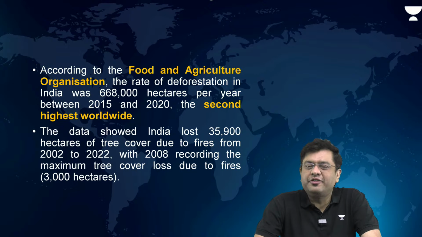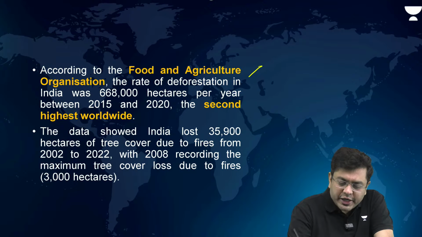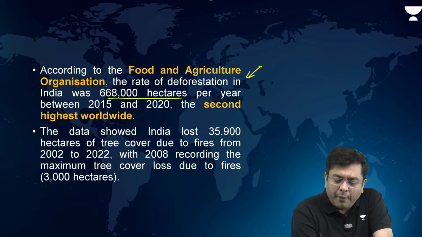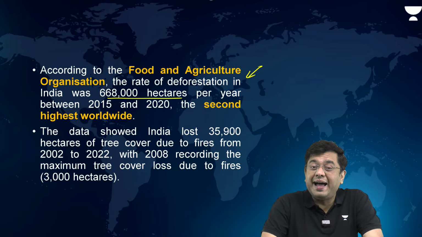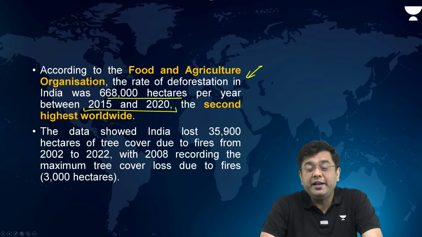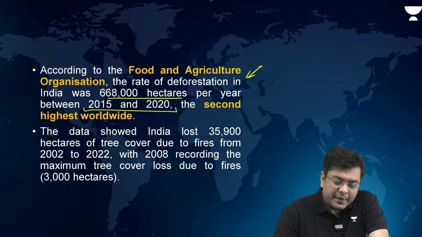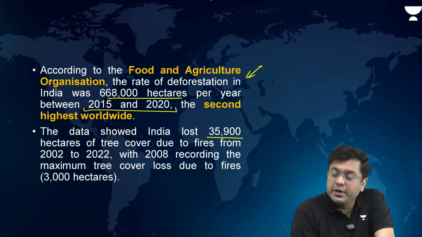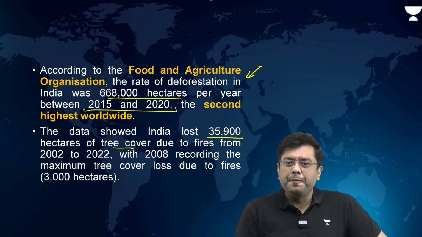Okay. Now, as per FAO, the rate of deforestation in India was a whopping 6.5 lakh hectares per year between 2015 and 2020. That is the second highest worldwide. Okay. And data showed that India lost 35,000 hectares of tree cover even due to forest fire.